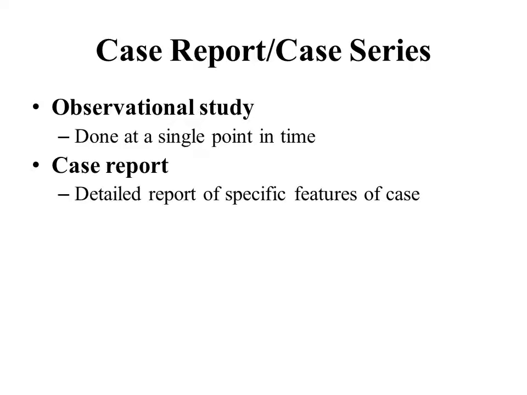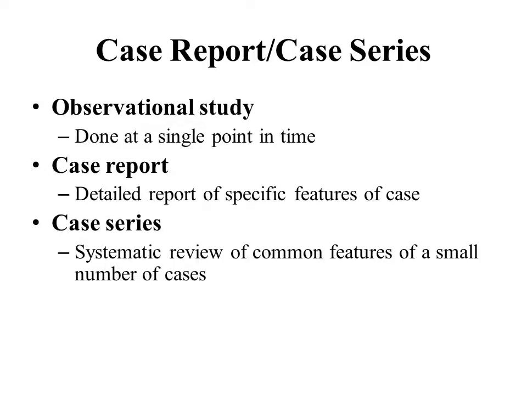In a case report, we look at a detailed report of the specific features of a case. So we look at maybe what happens to one specific person, and then look at the details of their particular scenario. In a case series, we systematically review common features of a small number of cases. So instead of focusing on just one specific case, we look at a few cases.